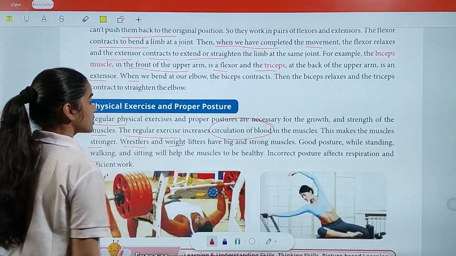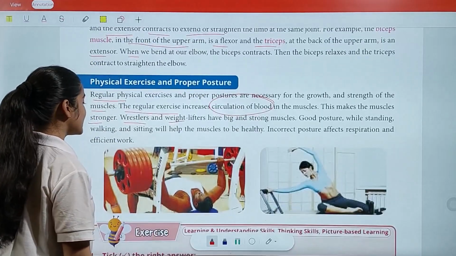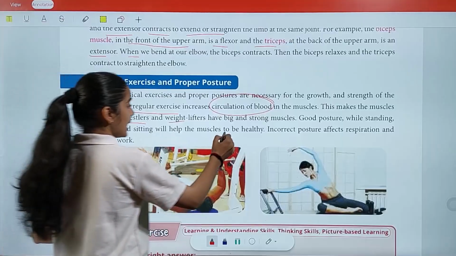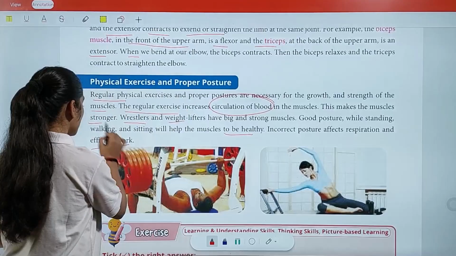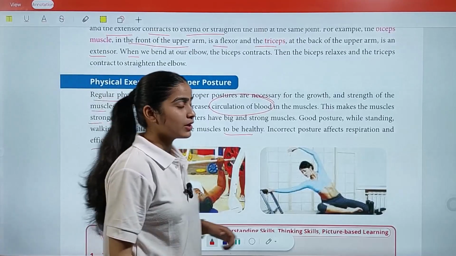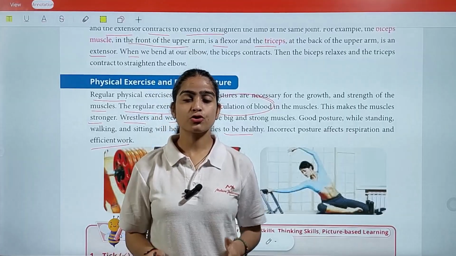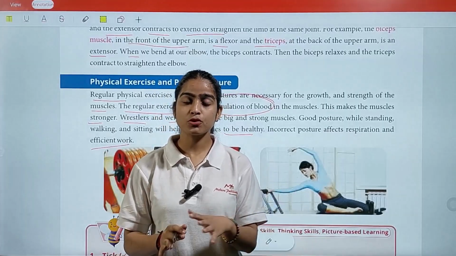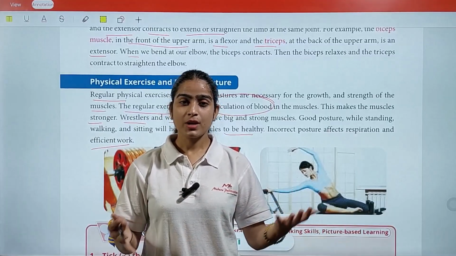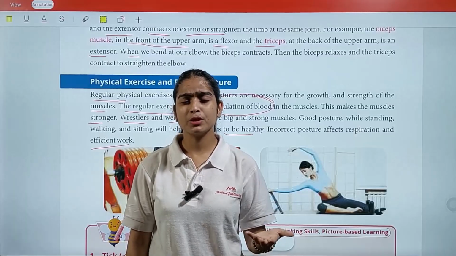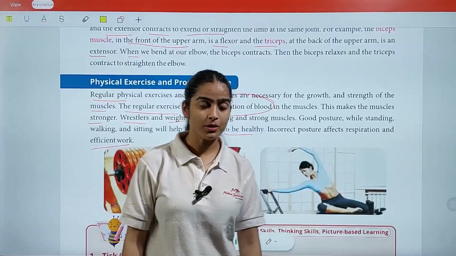Wrestlers and weightlifters have big and strong muscles. Good posture while standing, walking, and sitting will help the muscles to be healthy. Incorrect posture affects respiration and efficient work. So what we have to understand here is that when we stand, we should stand erect, and when we sit, our posture should be good, because bad posture will not help our body grow, and we will also have a poor personality in a peer group. So you have to give a structure to your body by using a good posture habit.